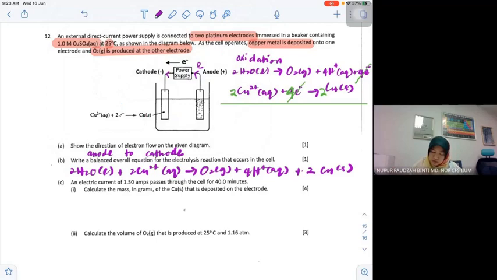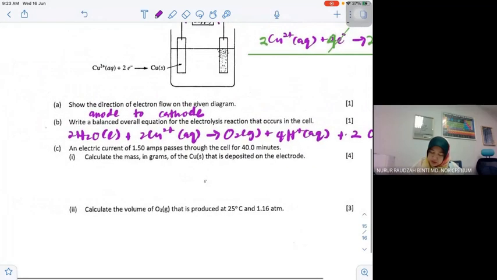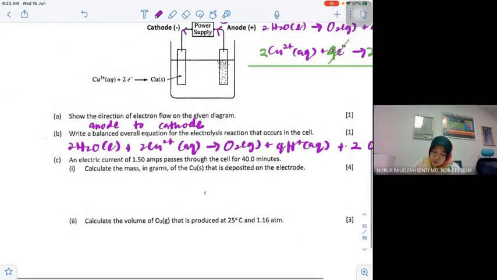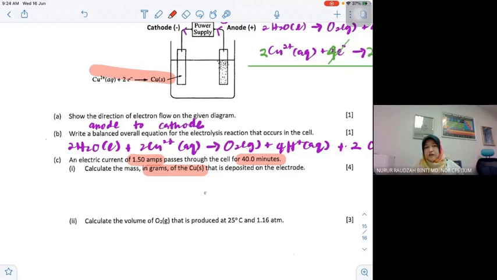Now question C. The electric current is 1.5 ampere, passing through the cell for 40 minutes. So we have I and also t. Then the question asks us to calculate the mass of the copper that is deposited at the cathode. This is actually the reverse process of what we have done just now in the previous example. So we start by calculating the Q.